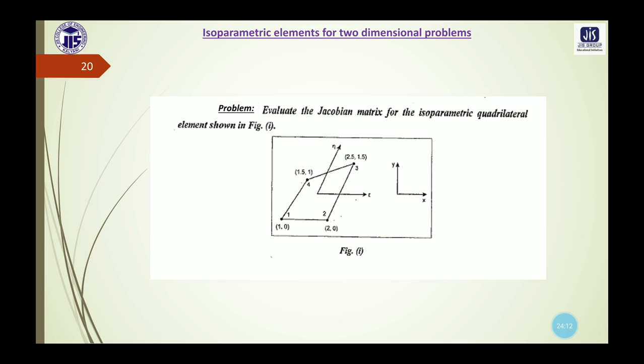Let us discuss the next numerical, where one isoparametric quadrilateral element is given and we need to evaluate the Jacobian matrix for this given isoparametric quadrilateral element.